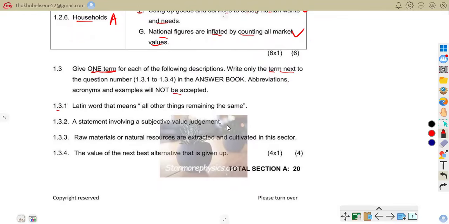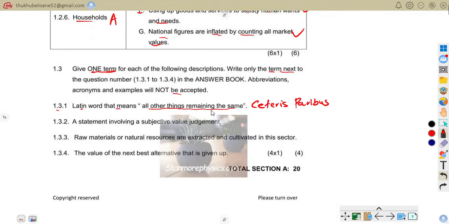1.31. It says a Latin word that means all other things remain the same. So we want a term that describes this. So that is a ceteris paribus. So we know that this means that all other factors are going to remain the same.